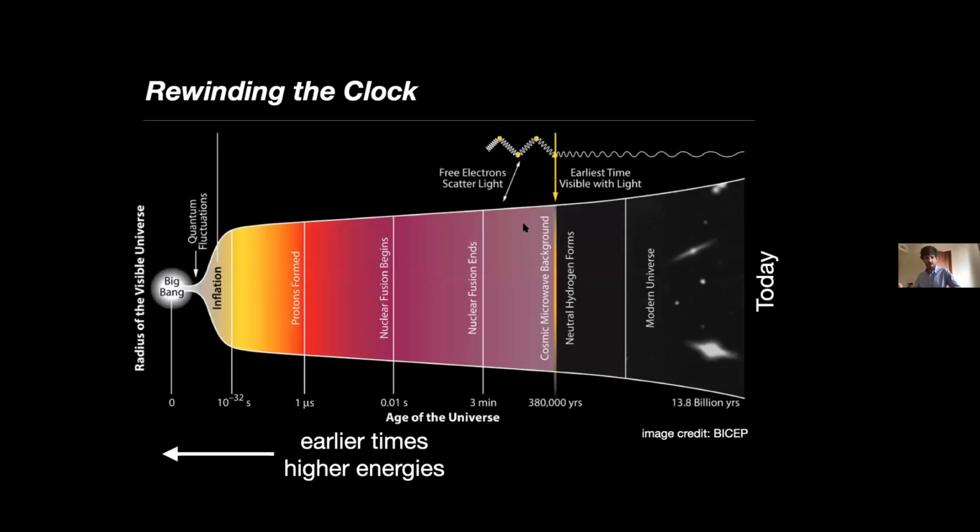We talked a little bit earlier about how we can rewind the clock, and the universe gets hotter and hotter and denser. But if you go way back to the earliest possible time that we have even theories about, you end up hitting this period called inflation, where we think that the universe expanded exponentially by an enormous amount.